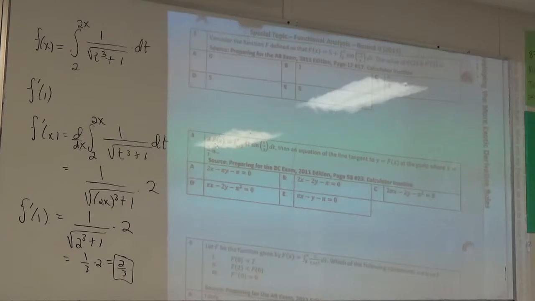Because what is big F of 0? Big F of 0 is 0 because your limits of integration, you're going from 0 to 0. You've accumulated no area. Good. Big F of 2 is less than F of 6. Incorrect.